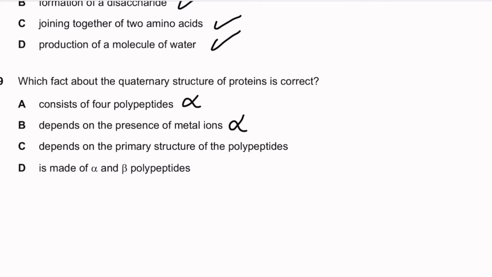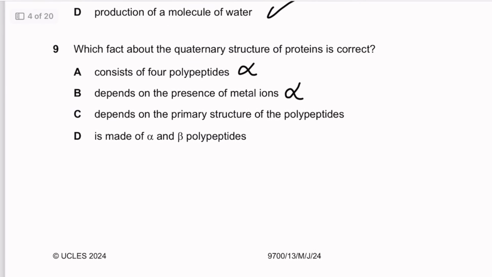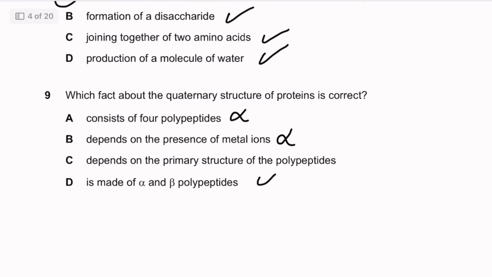Depends on the primary structure of polypeptides. It's made of alpha and beta polypeptides. Okay, not necessarily. Yes, all structures depend on the primary structure.